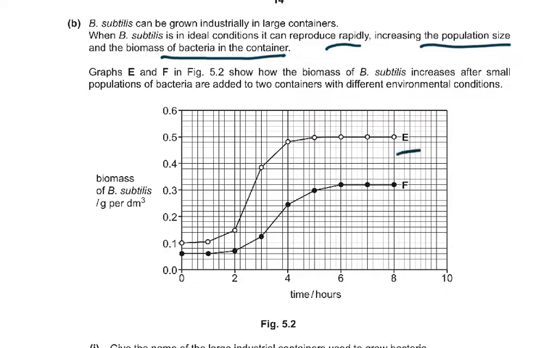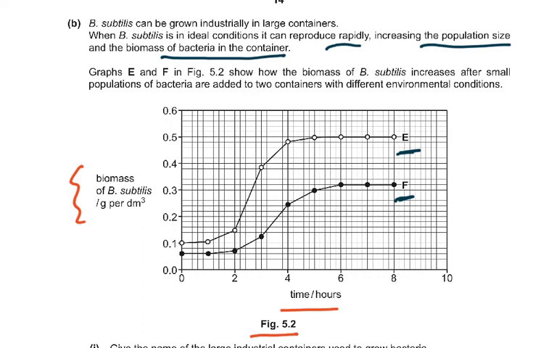Graphs E and F, figure 5.2, shows how the biomass of B subtilis increases after small populations of bacteria are added to two containers with different environmental conditions. Now look at it very carefully. In E, the biomass is increasing. So look at the y-axis. It's in gram per dm cube, and this is the time in hours.